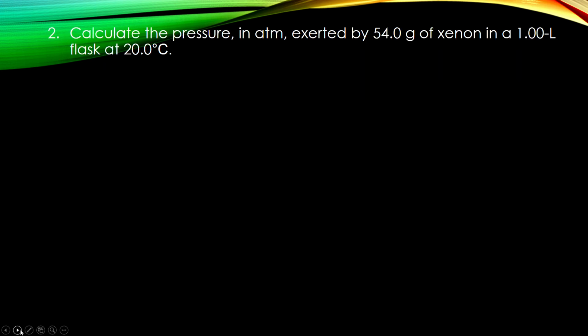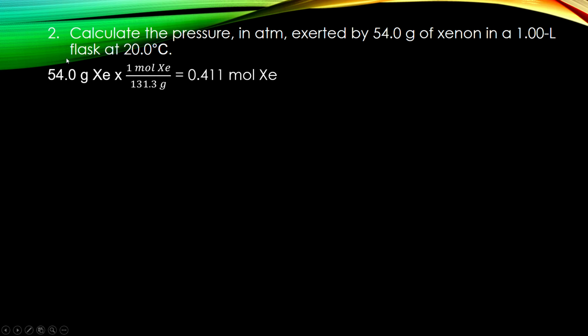Problem 2. Calculate the pressure, and we want to go in atmospheres, so that actually helps us pick our R, exerted by 54 grams of xenon in a 1 liter flask at 20 degrees Celsius. Now, we have a couple of conversions to do here. First of all, grams. I can't work with grams. I need moles, so we can do that conversion. 54 grams of xenon, converting that with the molar mass gives me 0.411 moles of xenon.